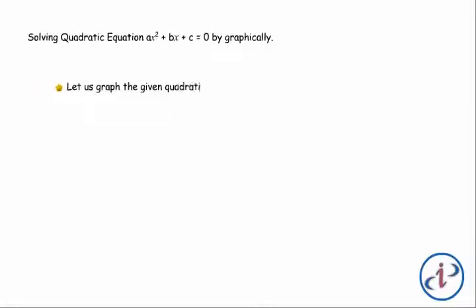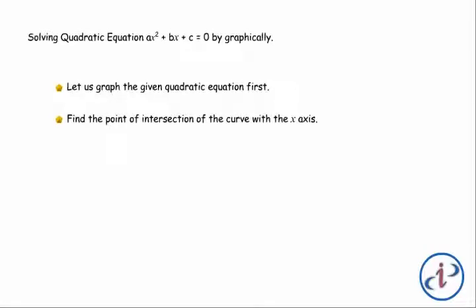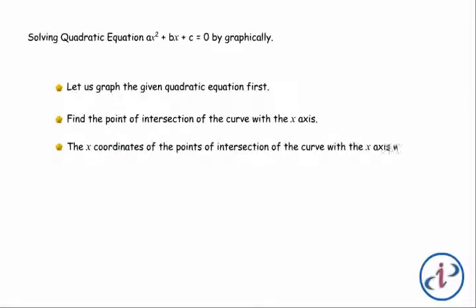Let us learn how to solve the quadratic equation ax² + bx + c = 0 graphically. Let us graph the given quadratic equation first. Find the point of intersection of the curve with the x-axis. The x-coordinates of the points of intersection of the curve with the x-axis will give the roots of the given equation.